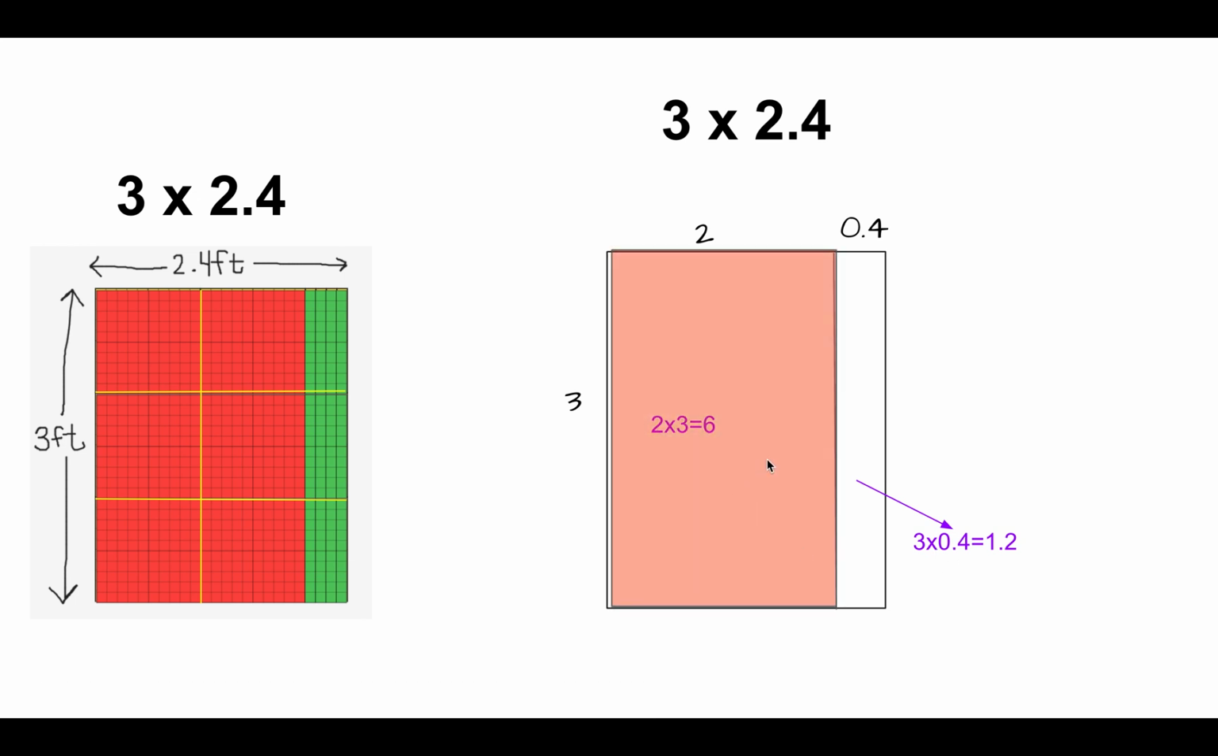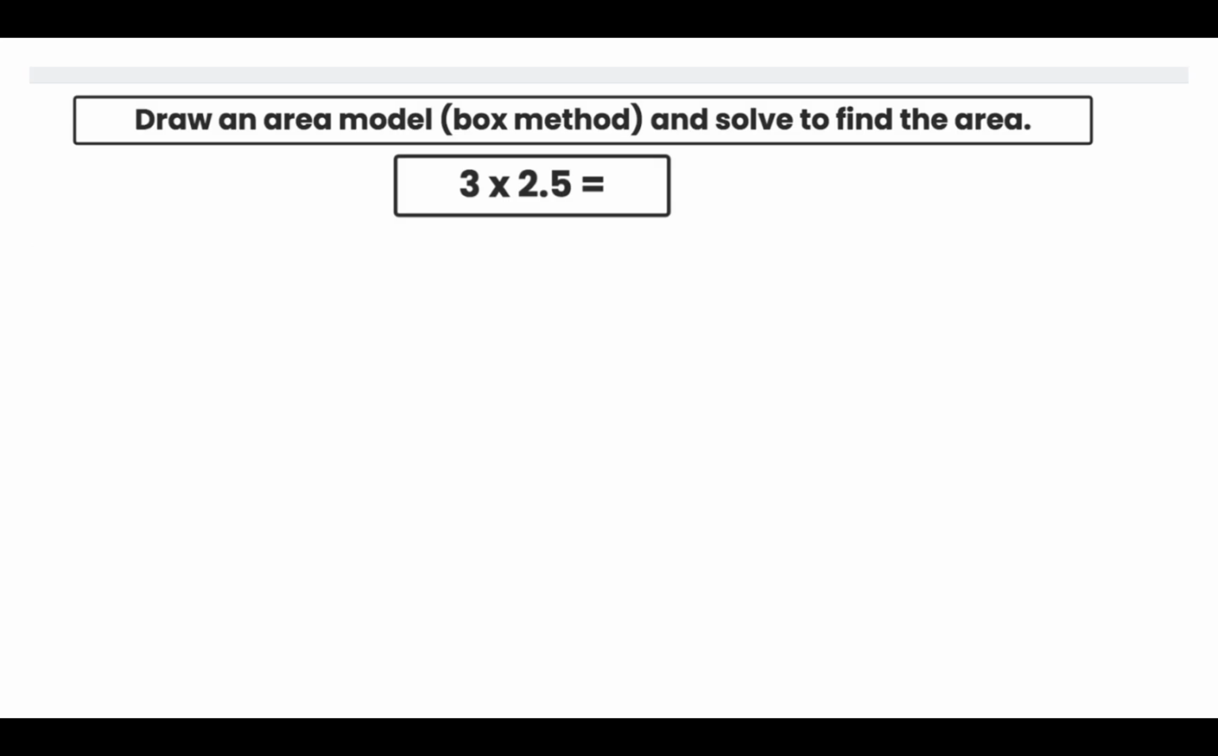So this part is the red part from the drawing. This part is the green part from the drawing. I just don't need to include the blocks because I can do the multiplication without them. So today you're going to be responsible for drawing an area model and then solving to find the area. So let's say we're doing 3 times 2.5.